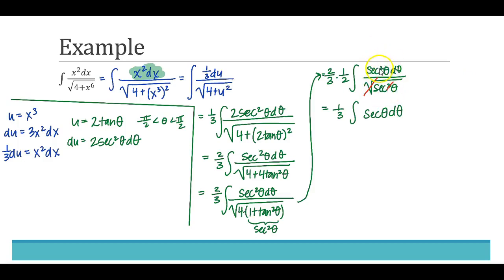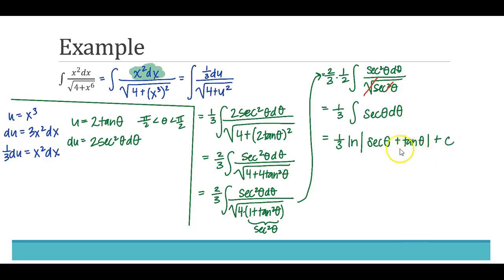It will cancel with one of the secants on the top, leaving us with secant theta. Now this is one of the integrals that we wanted to have memorized because it does come up so often. So we'd have 1/3, and then the general antiderivative of secant is natural log of the absolute value of secant theta plus tangent theta plus c.